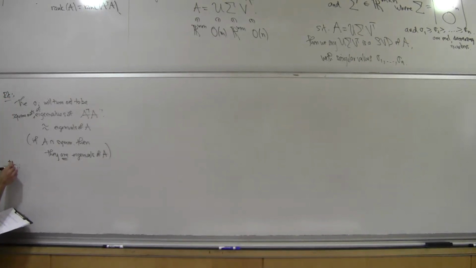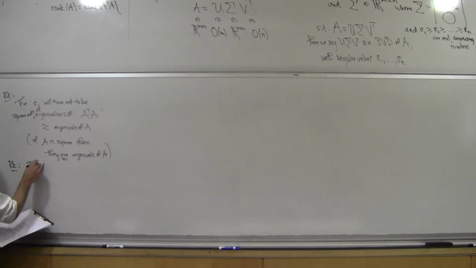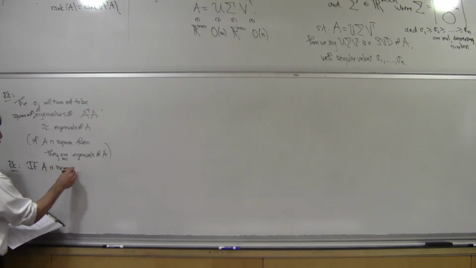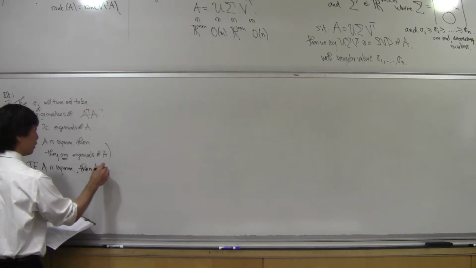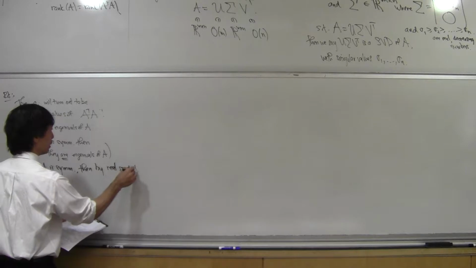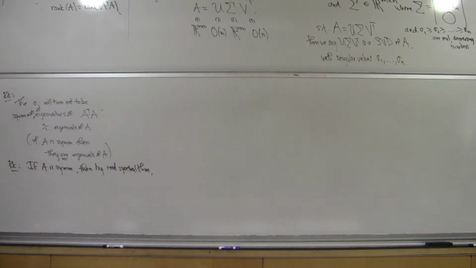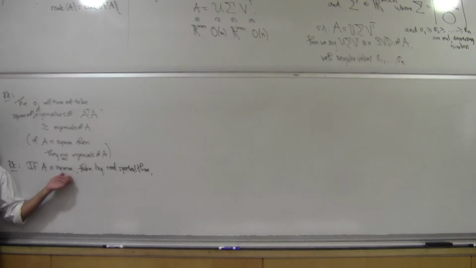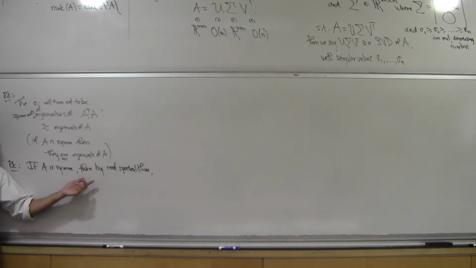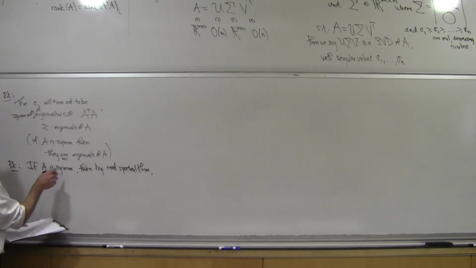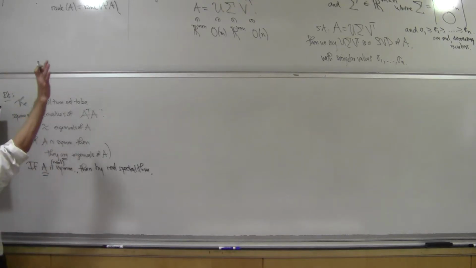Remark number two is that if A is symmetric to begin with, then by the real spectral theorem... does anybody remember the real spectral theorem? We just stated it. Every Hermitian matrix is unitarily diagonalizable. Now there's the real spectral theorem that says every symmetric matrix is orthogonally diagonalizable. We're only talking about real matrices today.